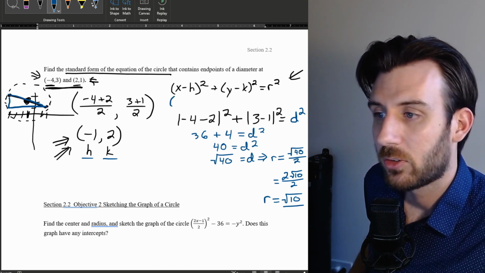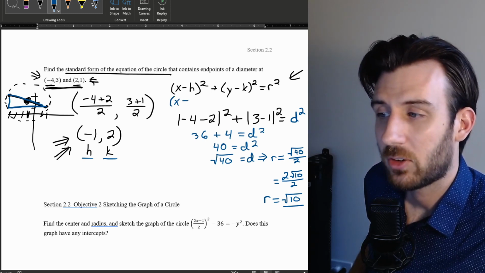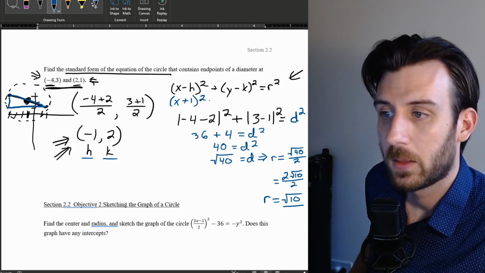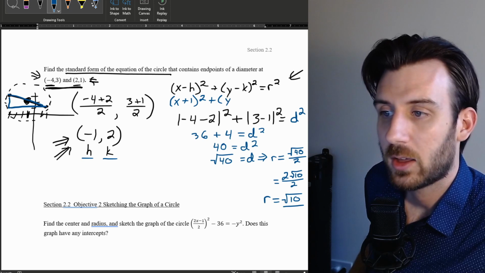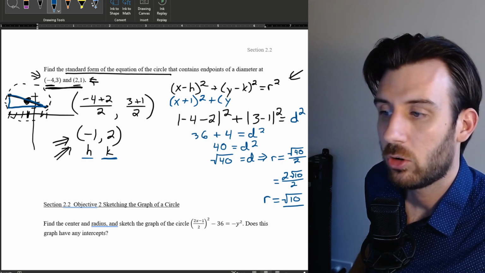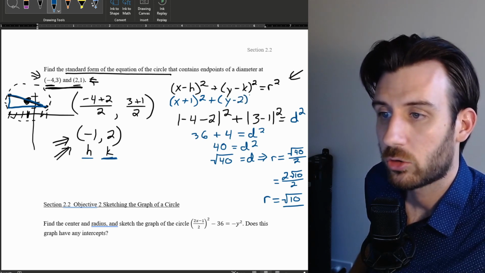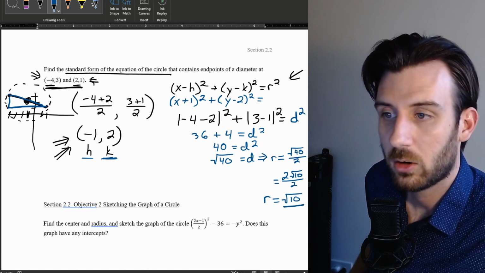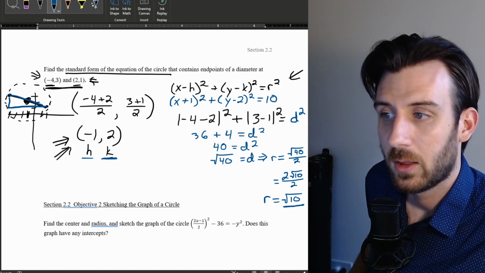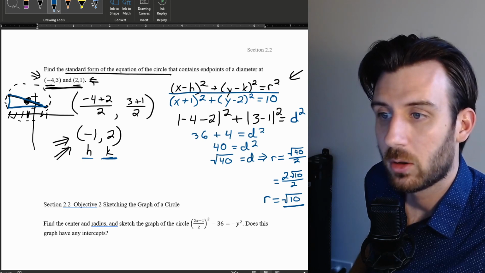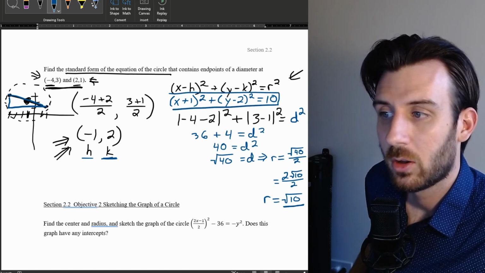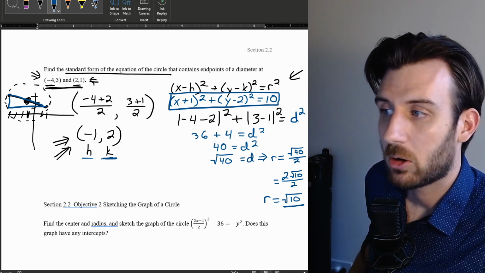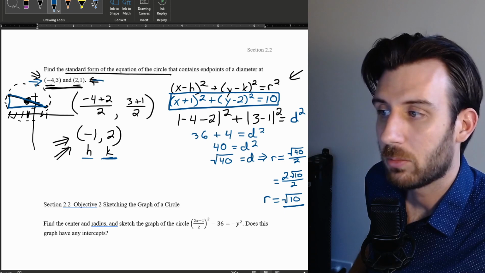I have x minus h. X minus h would be x minus a negative 1, which is x plus 1, squared, plus y minus k, that'd be y minus 2, squared, equals r squared. R is the square root of 10, so r squared would be 10. And that's going to be the standard form of my equation for a circle whose endpoints of the diameter are located at these two points.